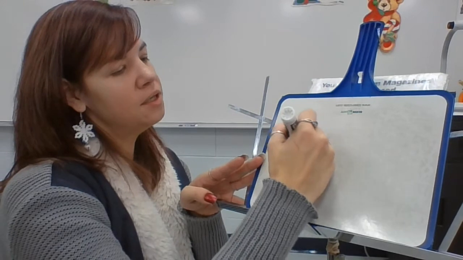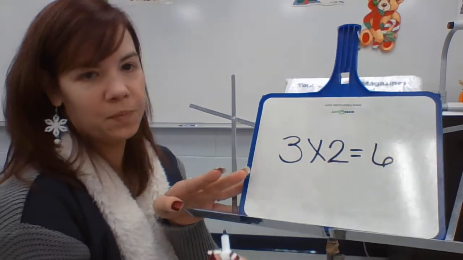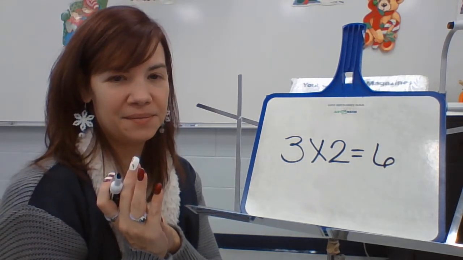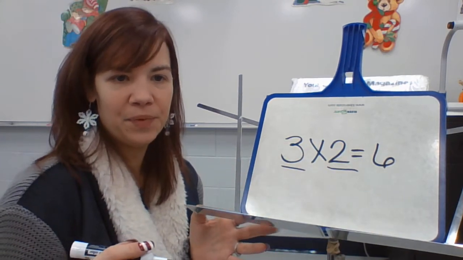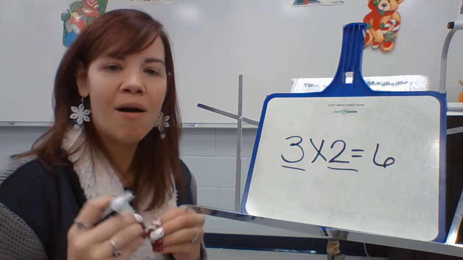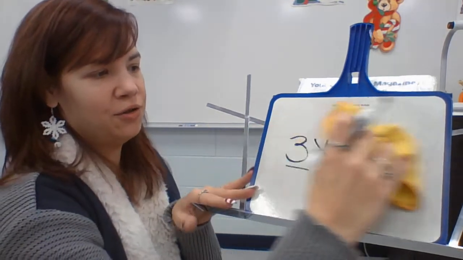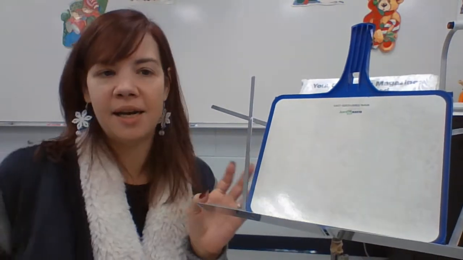So first, if I have this sentence, what part of that do you think is a factor? Right, well, I'm hoping you said the 3 and the 2. And if you did, you're right. The things that we multiply together are our factors. They're what gives us our answers. We need the factors. Without the factors, you're not going to get an answer.